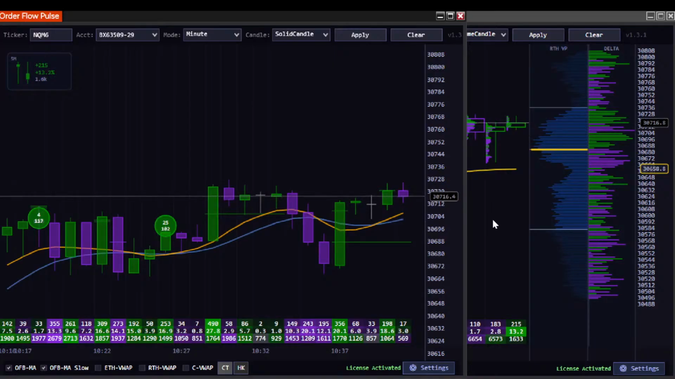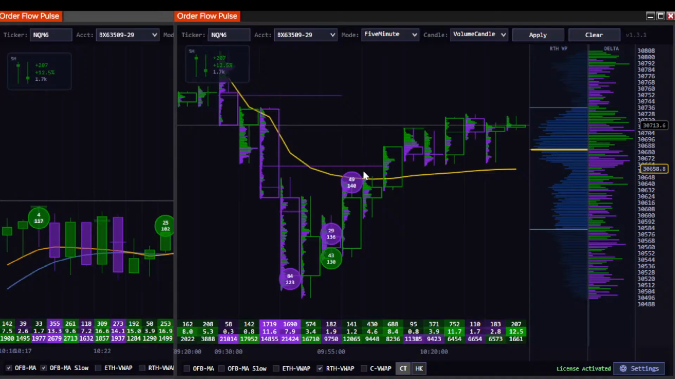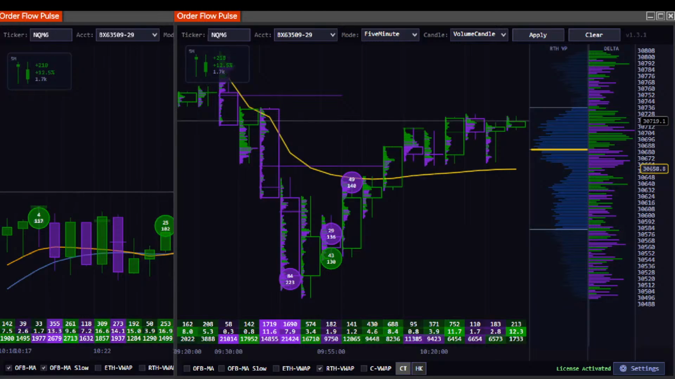VWAP. We're above the VWAP. We're above the New York VWAP right here. That's actually a good thing. We closed above it. That's a go sign, folks, to go long. I need to do that.